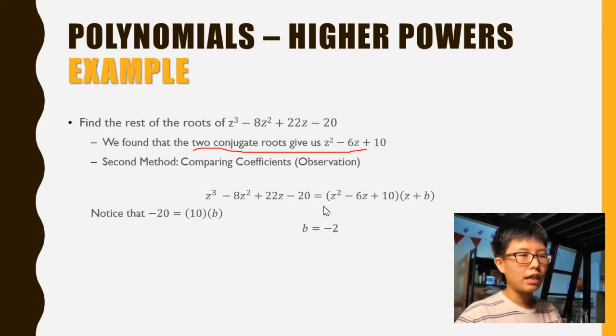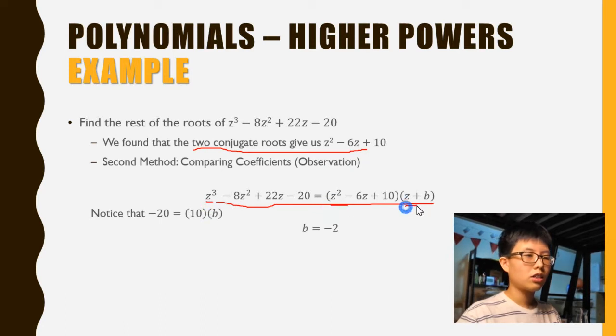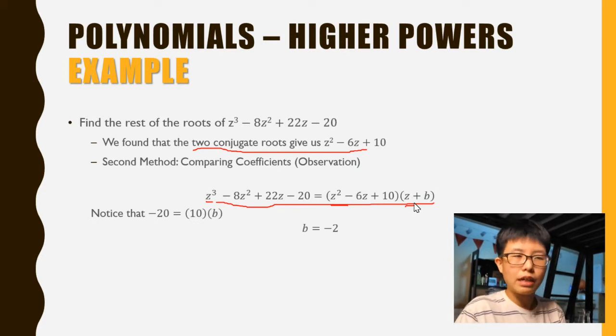So what we can do is write it together: this cubic equation equals this quadratic equation plus this linear thing. It works out because we have z cubed on this side, z squared, and just z on this side. So we just say let it be plus b, and b can be any number.